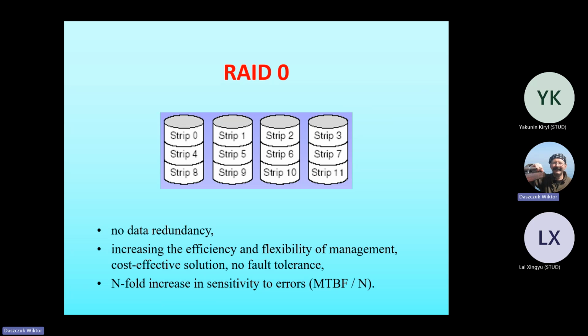Of course, if the disk has a mean time before failure of X hours, it is typically provided in hours. Luckily, in thousands of hours, not in single hours. Then N disks have an error rate N times higher.